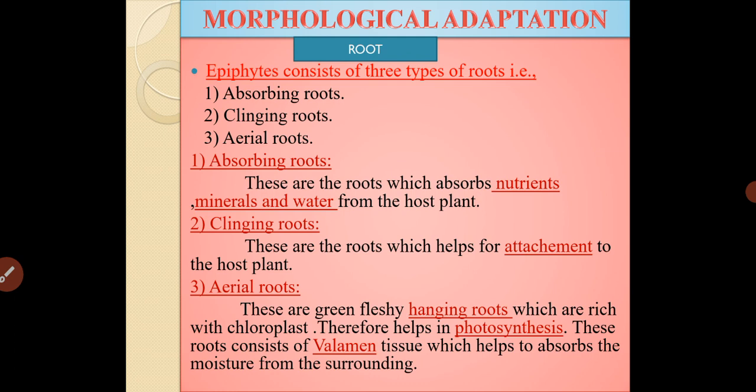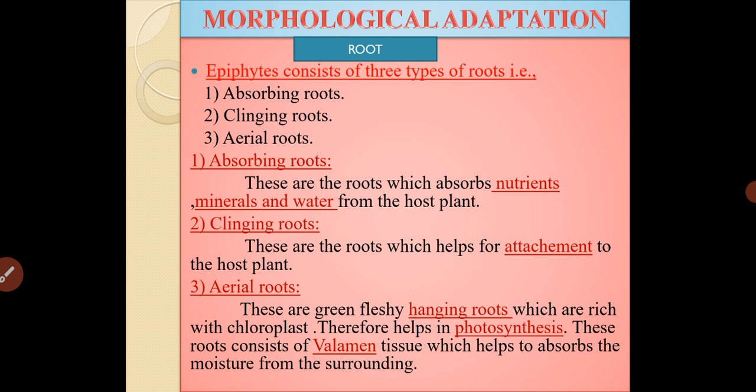Epiphytes consist of three types of roots: absorbing roots, clinging roots, and aerial roots. Absorbing roots: their function is absorption of nourishment, nutrients, minerals, and water from the host plant. Clinging roots help in attachment to the host plant. Aerial roots are green, fleshy, hanging roots rich with chloroplast, therefore helping in photosynthesis. These roots consist of velamen tissue which helps to absorb moisture from the surrounding.